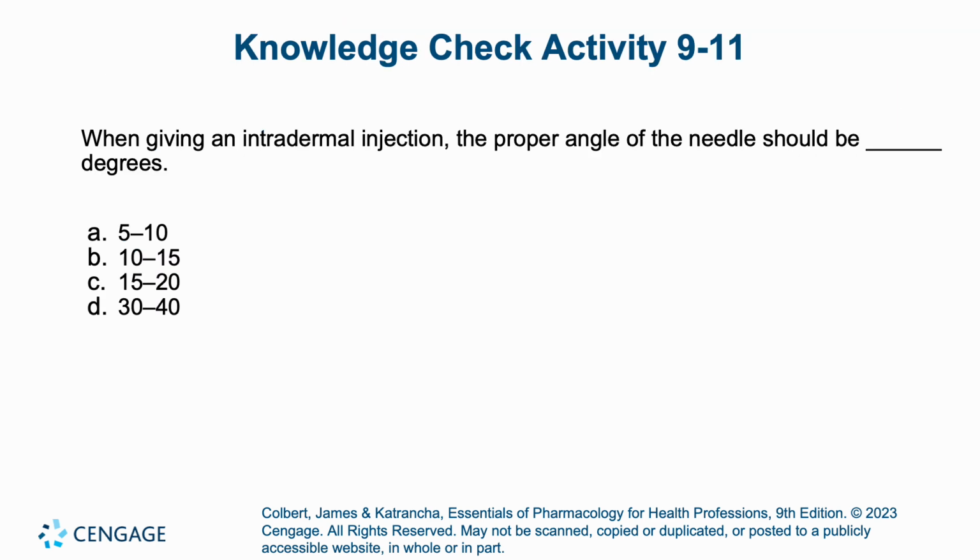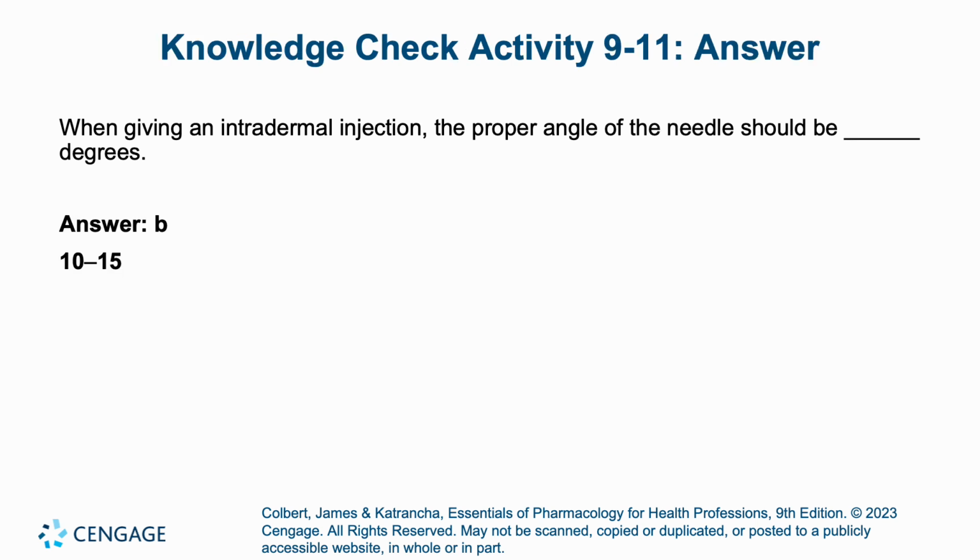Which brings us to our next knowledge check. When giving an intradermal injection, the proper angle of the needle should be blank degrees. A, 5 to 10, B, 10 to 15, C, 15 to 20, D, 30 to 40. And the answer is B, 10 to 15.